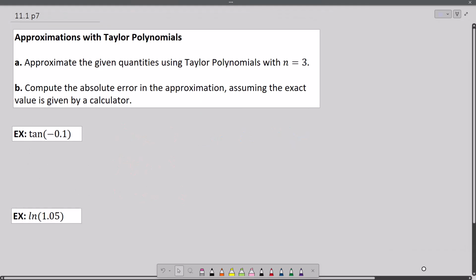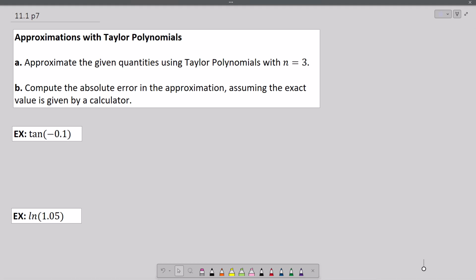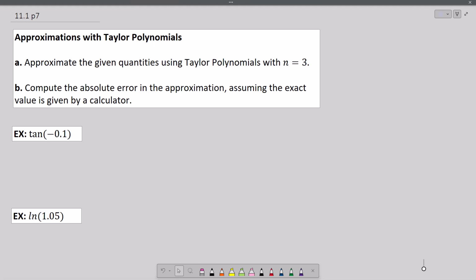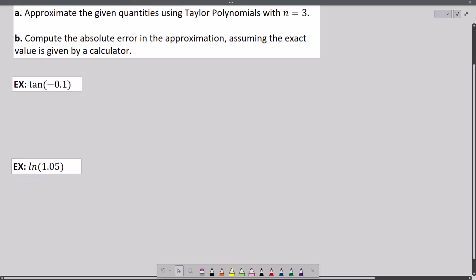All right. So approximations with Taylor polynomials. Approximate the given quantities using Taylor polynomials with n equals 3, aka p sub 3. So 3rd order Taylor polynomial. Compute the absolute error, assuming the exact value is given by a calculator. All right, so let's try this one.